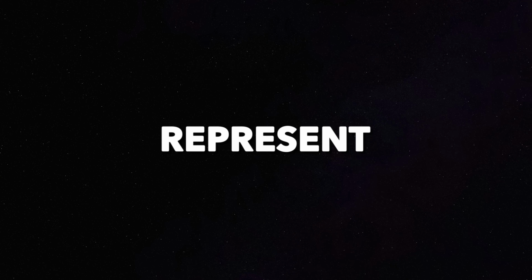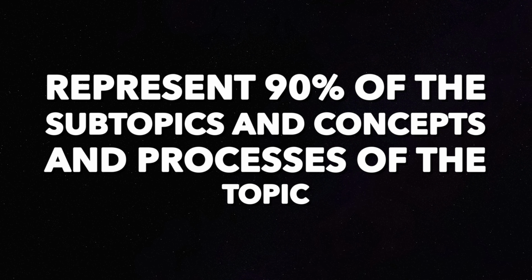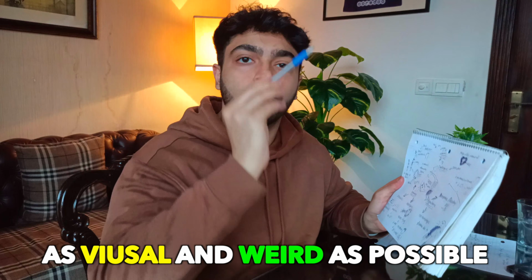The next part of this method, after you've linked the main concepts into one central idea, is to now represent 90% of the subtopics and concepts and processes of the topic that you're learning visually. Now, as you can see, instead of writing out, oh, septic shock is a condition where your BP drops to a dangerously low state, where it's life-threatening, caused by an infection such as fungi, bacteria, whatever, I'm obviously not going to write any of that, because making a mind map with a heavy amount of text is something that's never going to be memorable. It's never going to be helpful to me. I know I need to make it as visual and weird as possible.